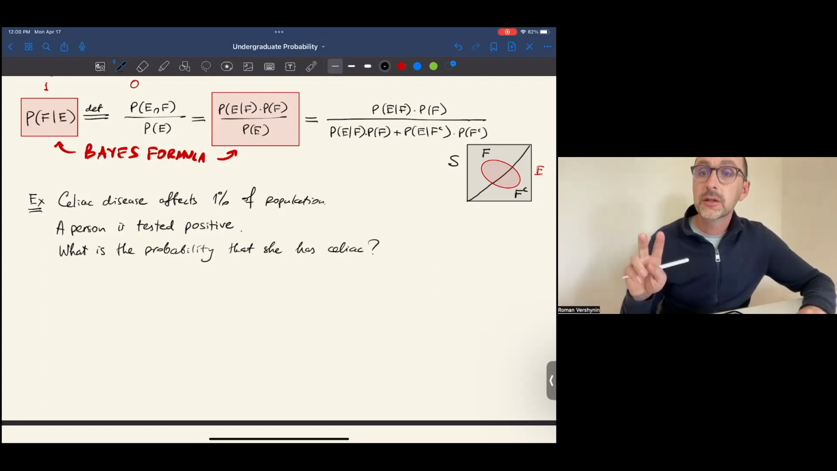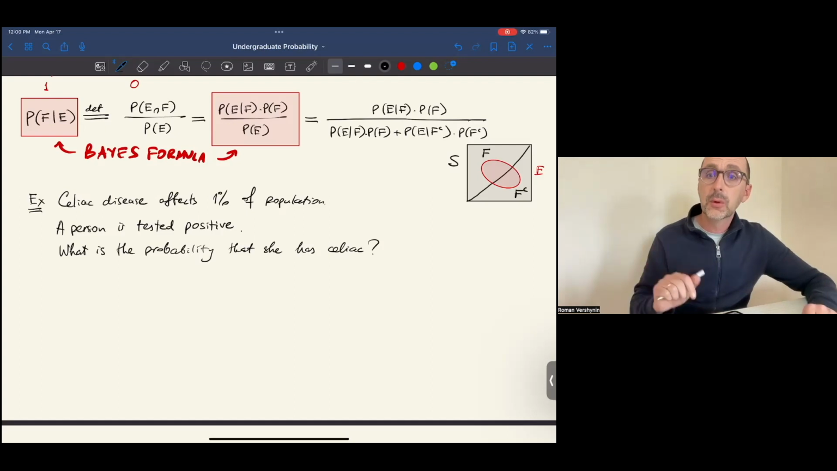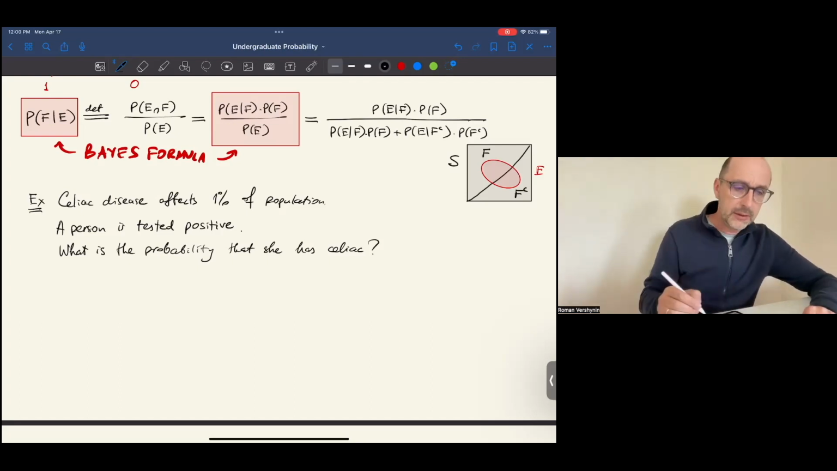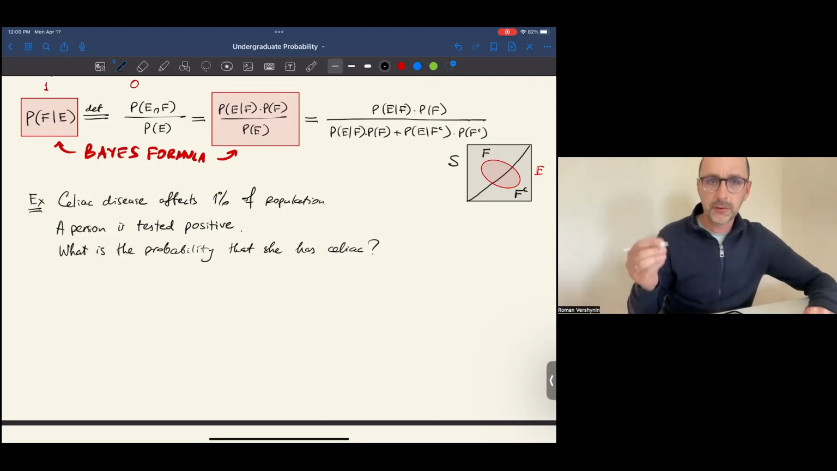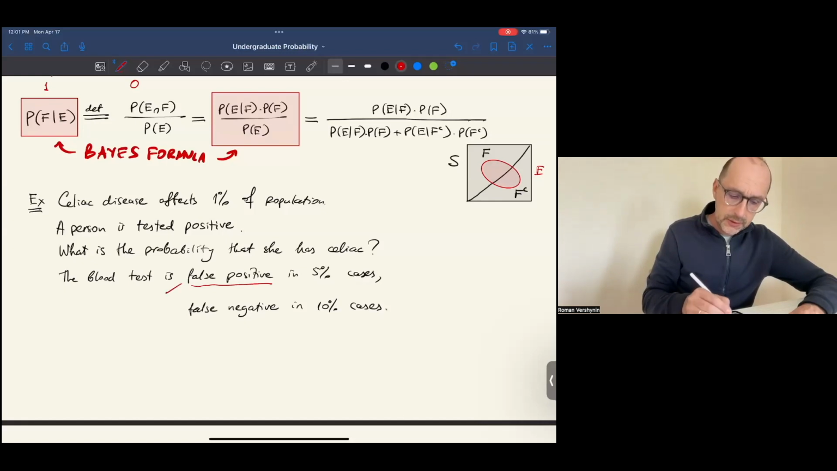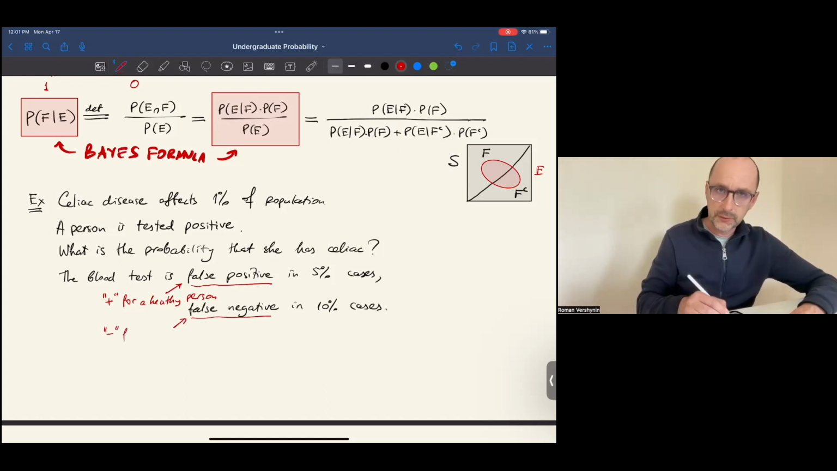The accuracy is measured in two ways. The test can give a positive result for a healthy person, that's called false positive, and it also can give negative result for a sick person, and that's called false negative. Suppose that a blood test is false positive in 5% of the cases, and it is false negative in 10% of the cases. So false positive, again, means that the test gives a positive result where it shouldn't for a healthy person. And false negative means that the test gives a negative result where it shouldn't for a sick person.